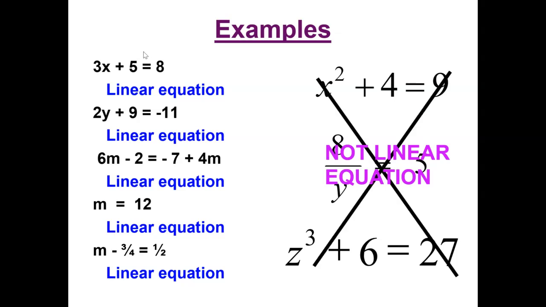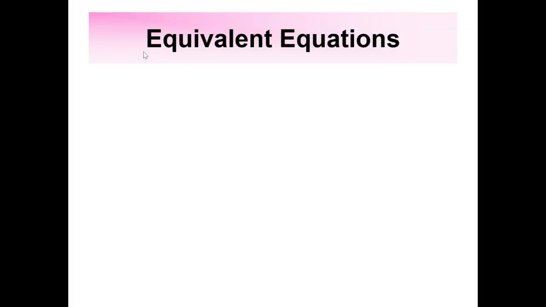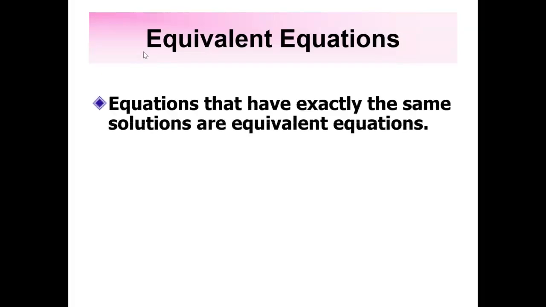Now let's look at another definition before we jump into how to solve them. Equivalent equations: equations that have exactly the same solution are equivalent equations. I'm going to show you 3 examples here. x plus 2 equals 7. What would you replace your x by so you will have 7 on both sides? The answer is 5, because 5 plus 2 is 7. Both sides will be the same.